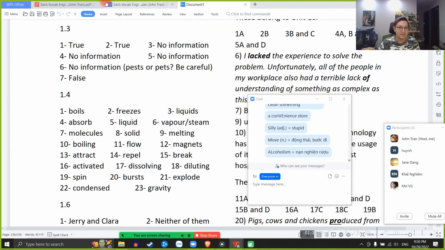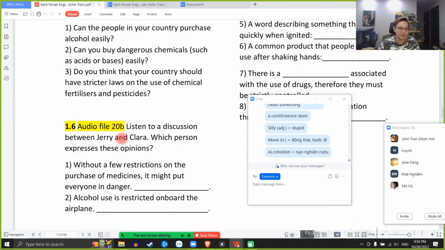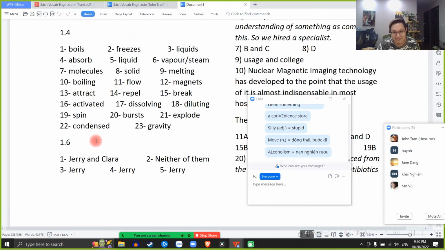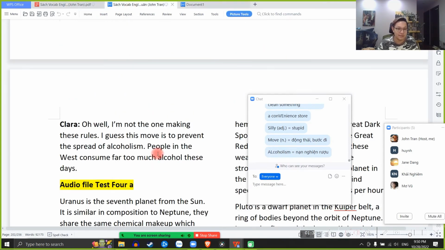Alright, class. So 1.6. Who said this? Without a few restrictions on the purchase of medicine, it might put everyone in danger. Không có một vài sự kiểm soát về mua thuốc thì có thể mọi người đều gặp nguy hiểm. Who said this? Both of them actually. Cả hai người nha. Why? Because look at this one.